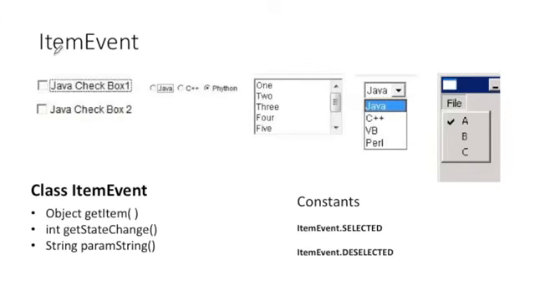Next is item event. Item event is generated in the following cases: clicking on a checkbox, clicking on a radio button, selecting an item in a list, selecting an item in a drop down box, that is, it is called a combo box, or in Java it is called choice, or selecting a checkable menu item. Some menu items are checkable, you can check or uncheck them. So if you click on that, the item event is generated.